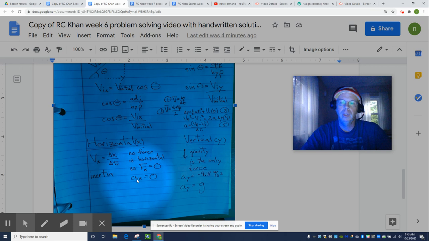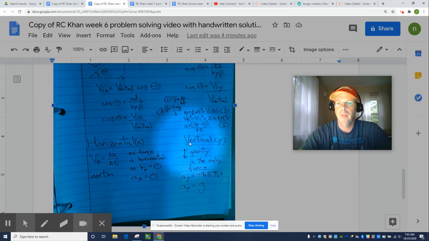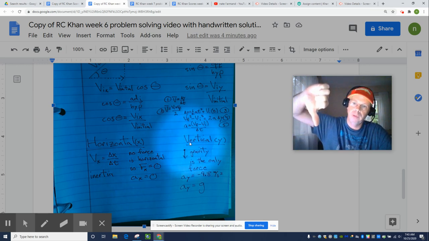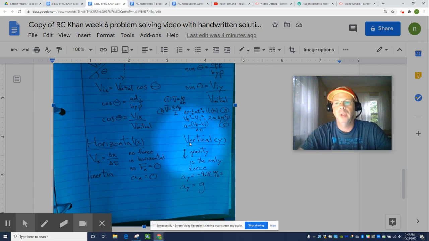Okay, so force and acceleration are proportional. That's the conversation we're about to have. Newton's laws describe how force and mass affect acceleration. And vertically, we have, like I said, one force, the only force that acts on a projectile, the object's weight, or the force due to gravity.